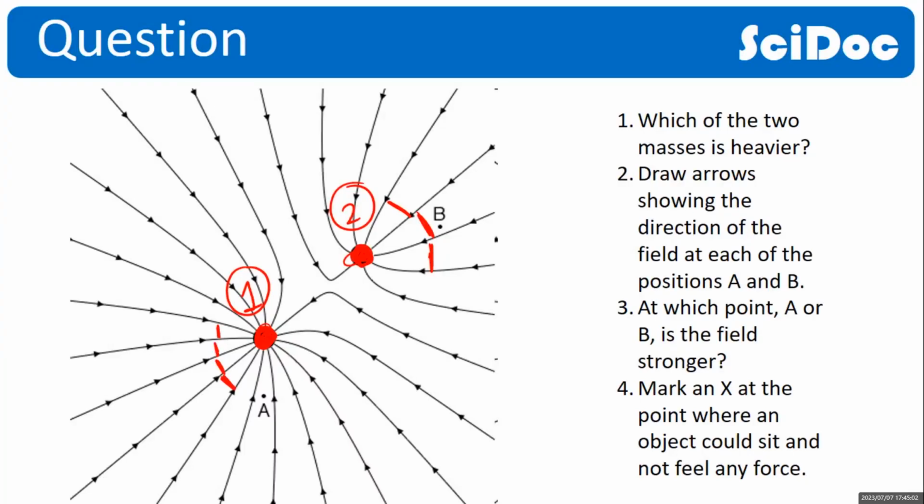That is why its field lines are far away from each other. The second question says, draw an arrow to show the direction of the field at each of the points A and B. Now you can see the points A and B shown on the picture. If we have to show the direction of the field at point A, we are going to make an arrow like this, indicating the direction of the field.